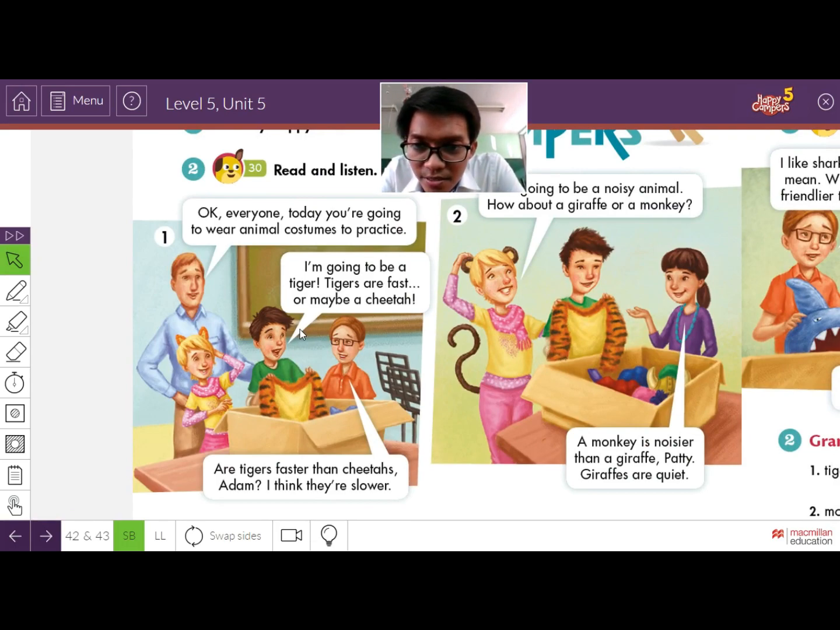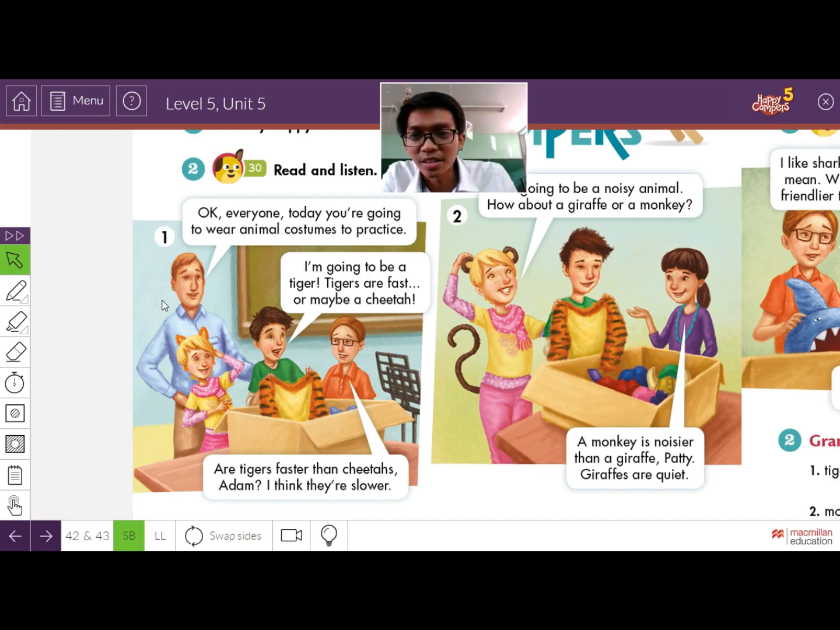All right, here we have their teacher. What are they talking about? They're talking about costumes, because they're going to have a practice.